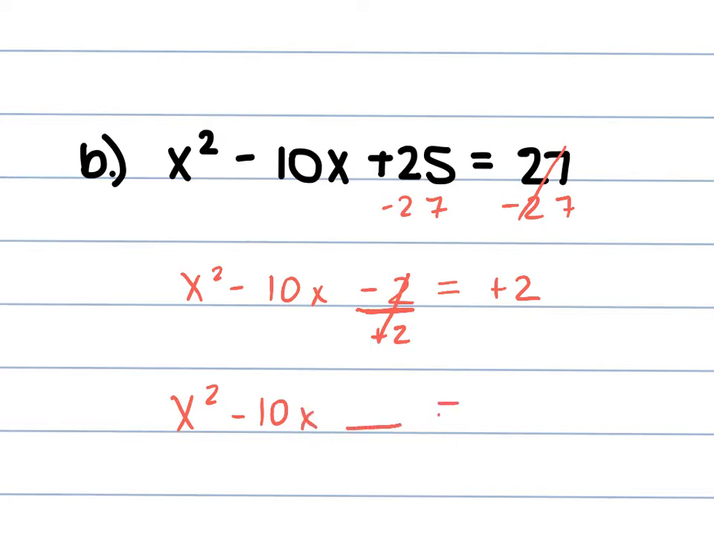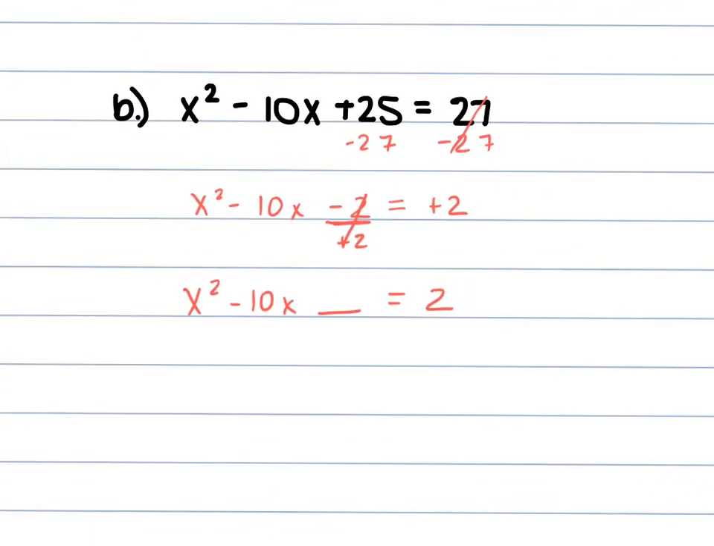Same thing as yesterday. Talk to me about what we did yesterday. That same process. Negative 10 divided by 2. Okay, good. So we take negative 10 divided by 2 and then square it. Half of negative 10 is negative 5, and we square that, we get positive 25. Positive 25. So on the right-hand side, this becomes 27. On the left-hand side, what does that factor into?